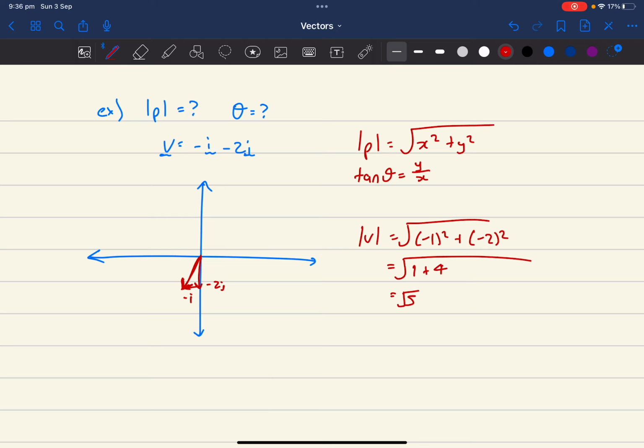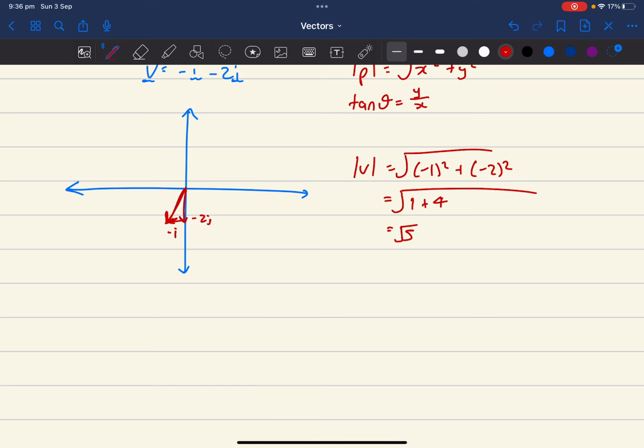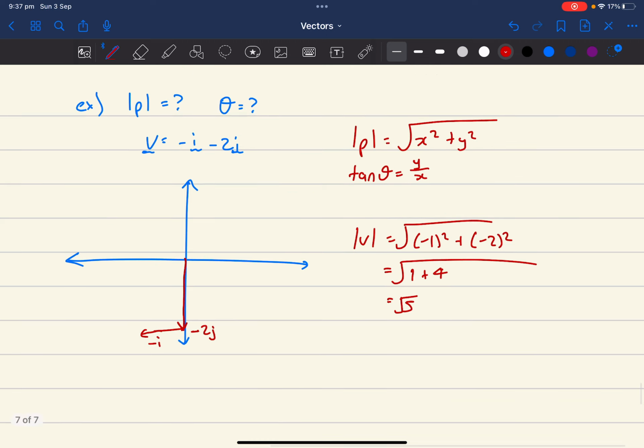So your length is 5, right? Now, if you wanted to find the angle, what you could do is tan theta, right? Maybe I'll expand this because it's a bit small. Oh, oops. Okay, I'll just draw it again. -2j, negative i. This is this.